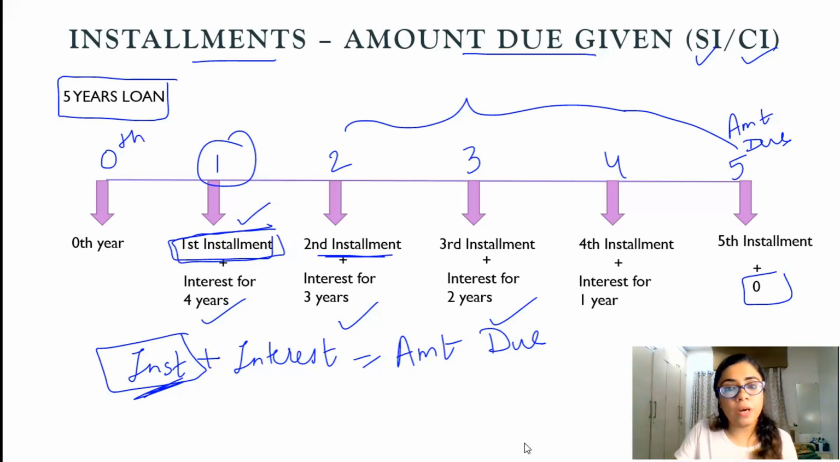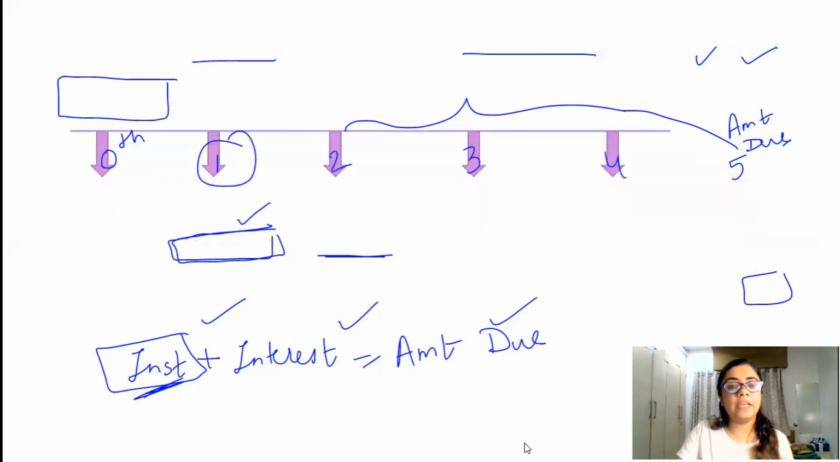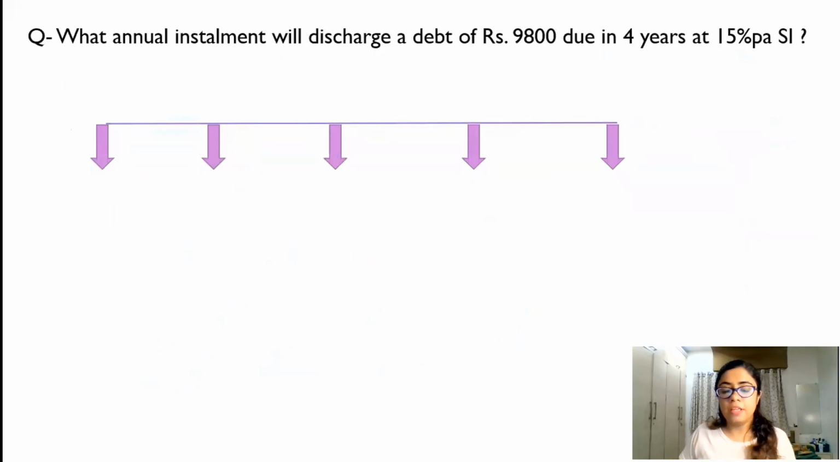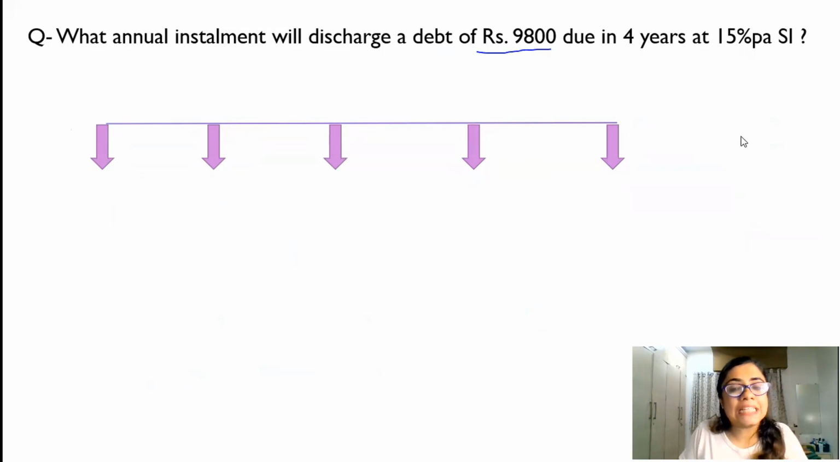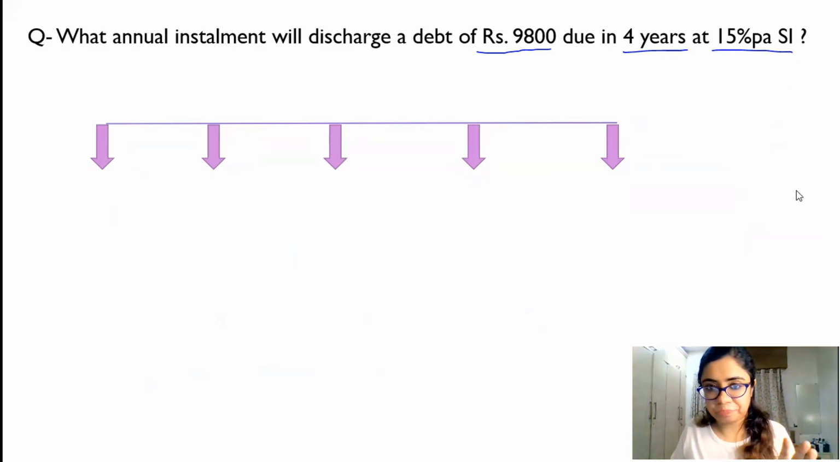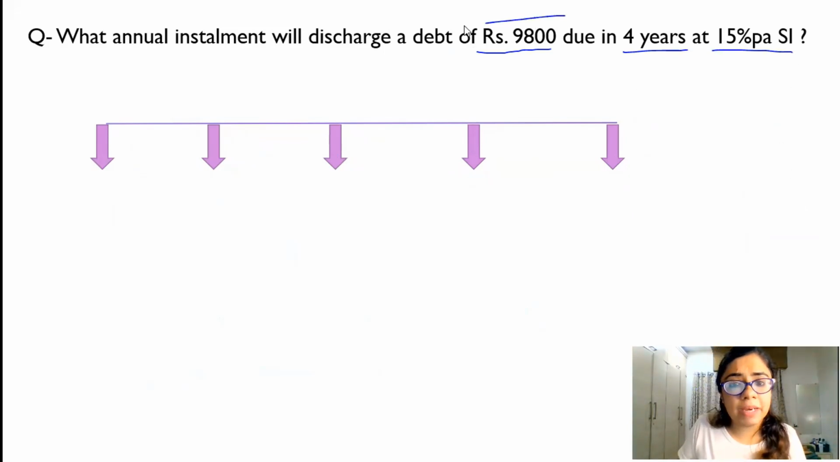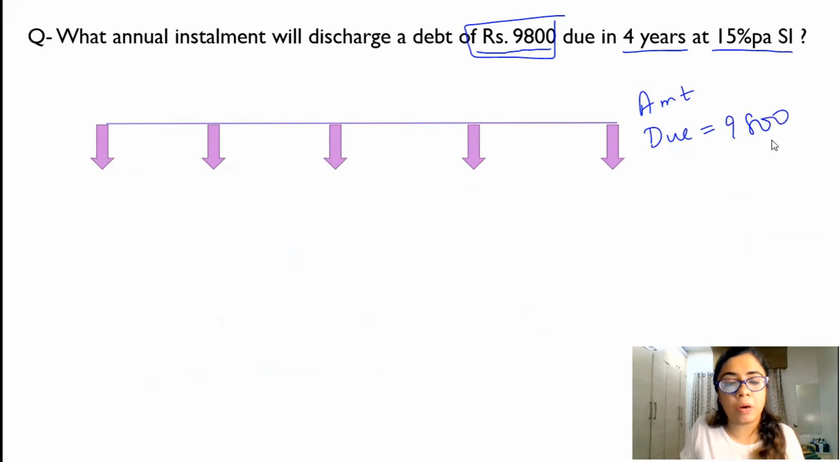Now, let's look at a word problem to understand how we solve this. Now, what annual installment will discharge a debt of rupees 9,800 due in 4 years at 15% per annum, simple interest? So what is this money? This money is the final amount due.